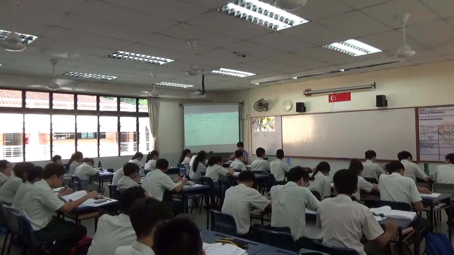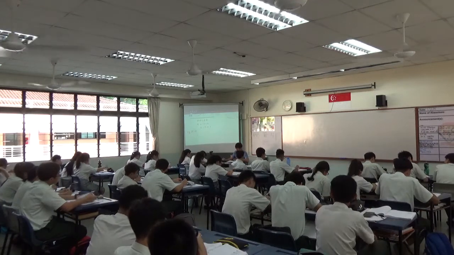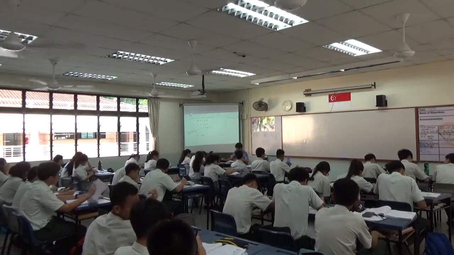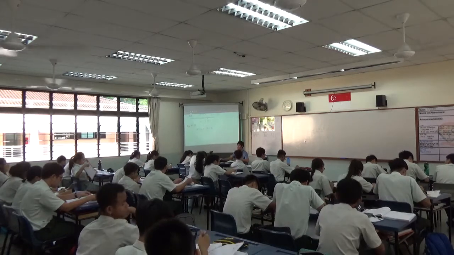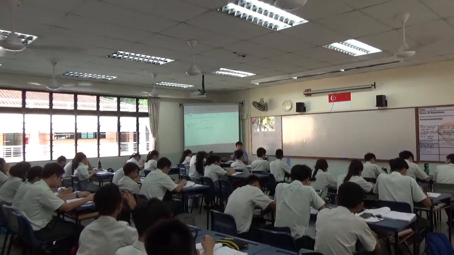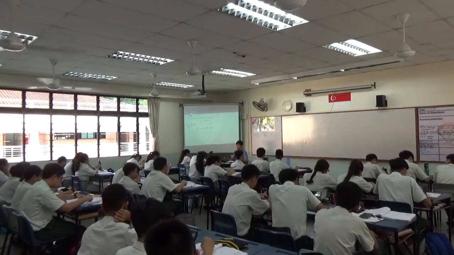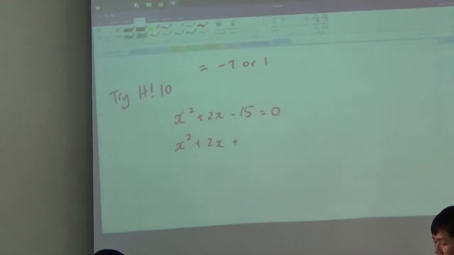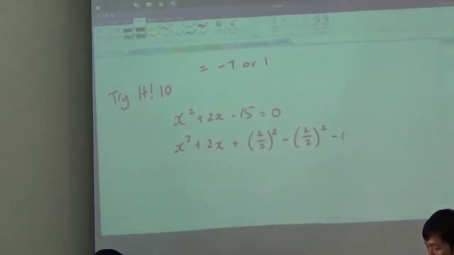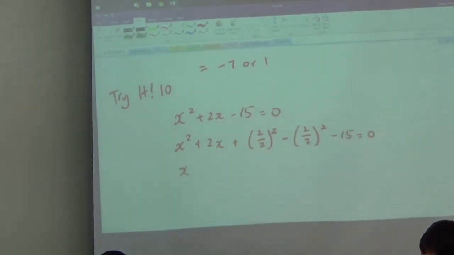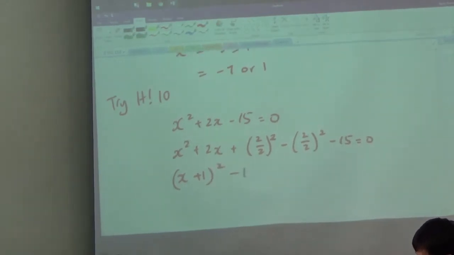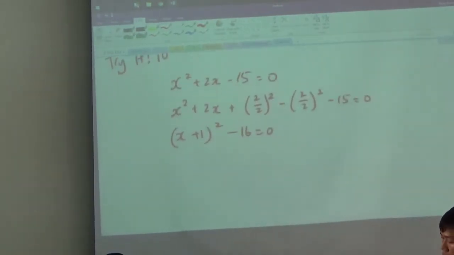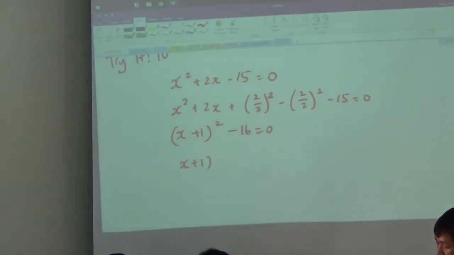For Try 10, solving it by completing the square: x squared plus 2x minus 15 equals 0. Now this is an equation, there is an equal sign in there. Left hand side is equal to 0. So to complete the square, we've got x squared plus 2x plus (2 over 2) squared minus (2 over 2) squared minus 15 equals 0. (x plus 1) squared minus 16 equals 0. (x plus 1) squared equals negative 16.